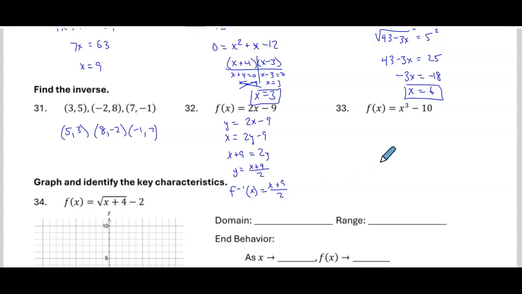Alright, 33, same thing. Get a y first. Switch it to x. And then we'll solve for y. So plus 10. And we'll do a cube root then. So y will equal cube root x plus 10. So f inverse equals cube root x plus 10.